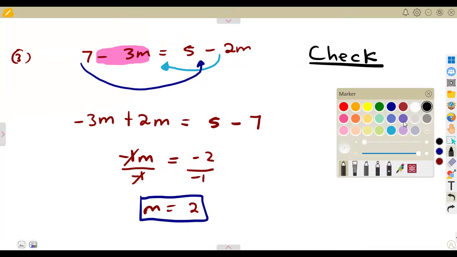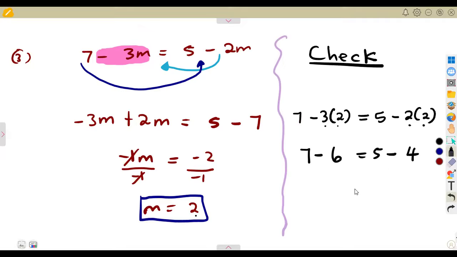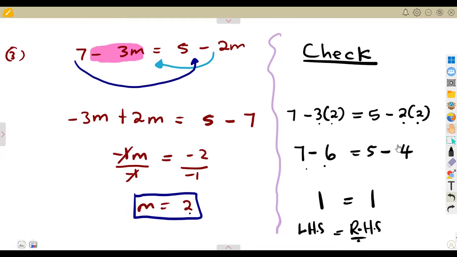On the left-hand side we are given 7 minus 3m. So this is 7 minus 3 times m. Remember, the m that we got is 2. This must be equal to the right-hand side, which is 5 minus 2 into m, which is 2. So this is 7 minus 3 times 2, which is 6, is equal to 5 minus 2 times 2, which is 4. 7 minus 6, that's 1, is equal to 1. So as we can see, truly the left-hand side is equal to the right-hand side. So that means the value of m is correct. That is how you can check your solutions if they are correct.